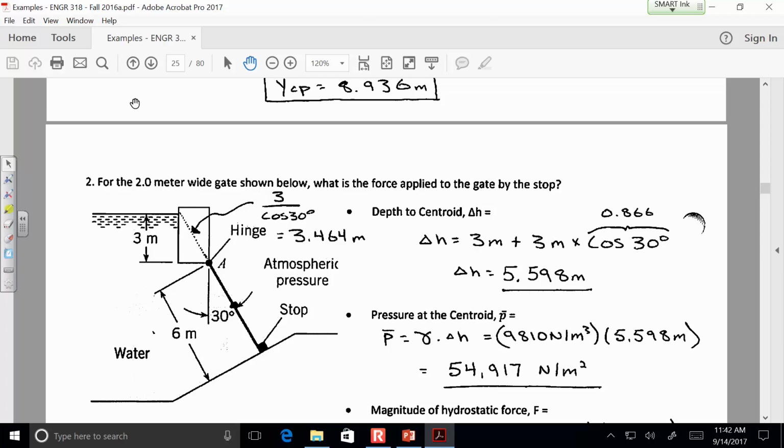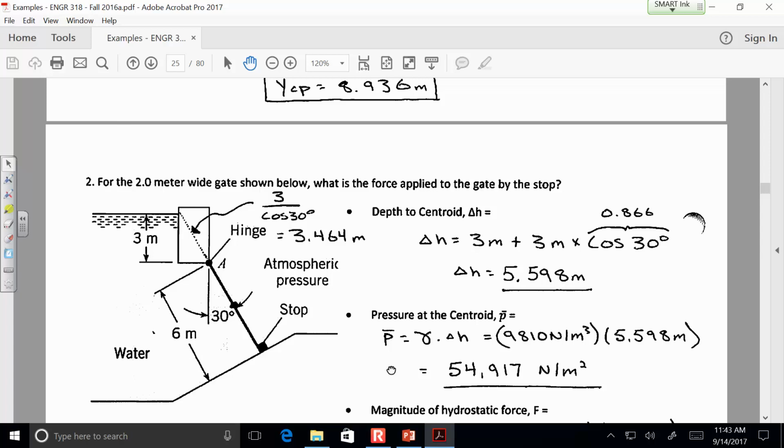and so it would be the distance vertically from A to the centroid, which is going to be, as it shows here, 3 divided by the cosine of 30 gets us that distance, but it's just 3 times the cosine of 30 that gets us the vertical component from A to the centroid. So it's actually going to be less than 3. The overall physical distance is 3, but the vertical component of that physical distance is less than 3. So sometimes you have to double check what the numbers give you just to make sure it makes physical sense. So here it should be about 5.6 meters is the delta H, which we use to get the pressure at the centroid.